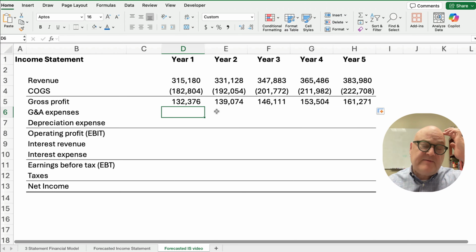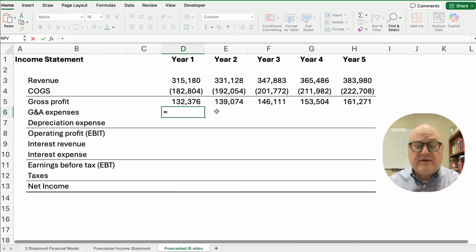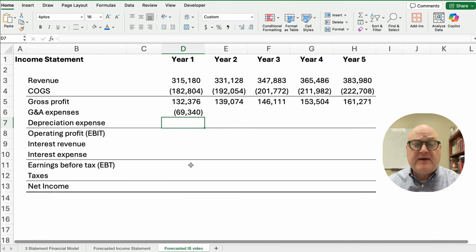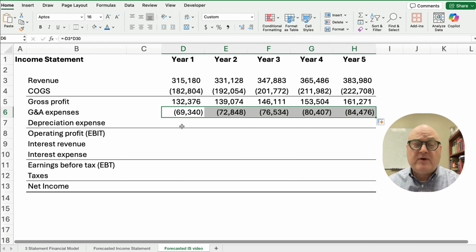Now for G&A expenses, we're going to make it negative 315 times, and I have a percentage down here, 22%. Once again, you can change those percentages. And so that makes it a negative 69,340. Copy it all the way across. Now, let's skip and do depreciation here in just a minute.